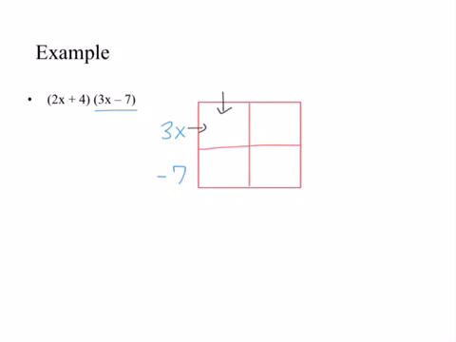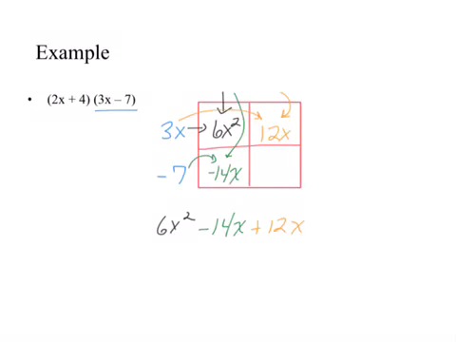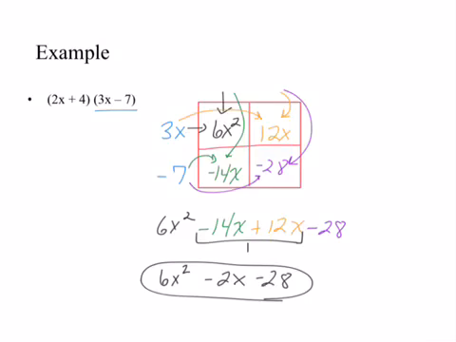2x times 3x is 6x squared. 2x times -7 is -14x. 3x times 4 is 12x. -7 times 4 is -28. Let's go ahead and list, and then we'll combine the like terms to create our simplified equation, which you can see is 6x squared minus 2x minus 28.